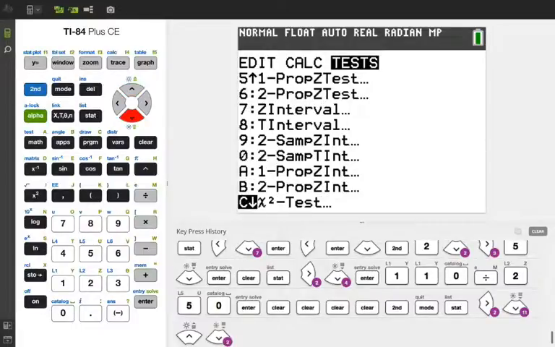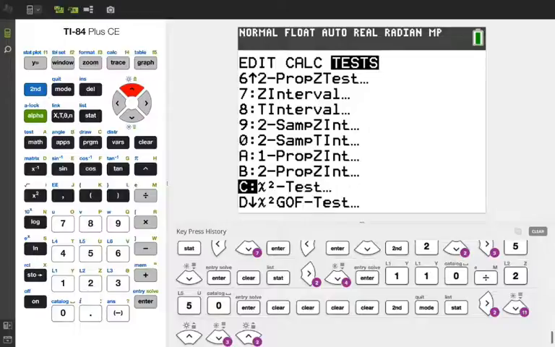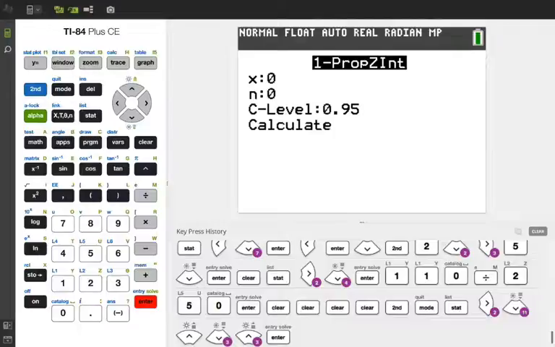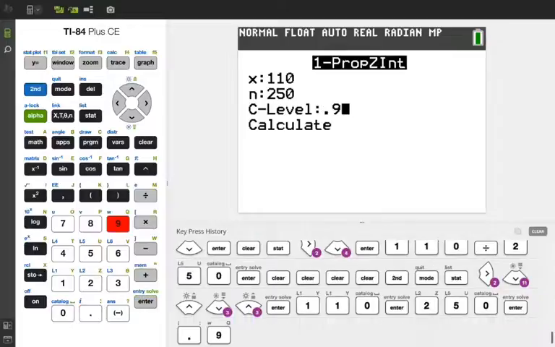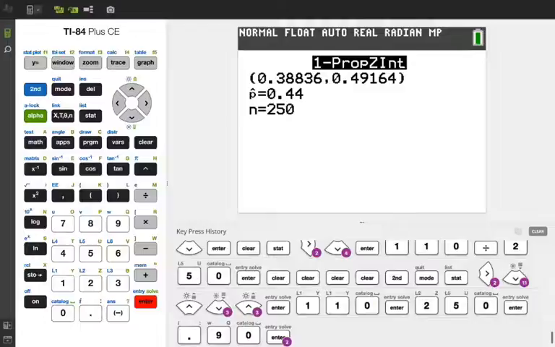Now note that there's no t interval for proportions. It's only a z interval, so you don't have to worry about that. 1 proportion z interval. It asks me for my x value, which in this case was 110 out of 250. Our confidence level is 90%, so I'll put 0.9 or 0.90, and then calculate. And this is the value that I get when I calculate.